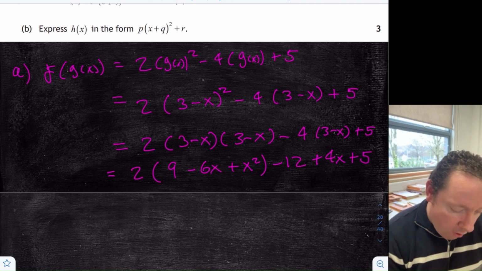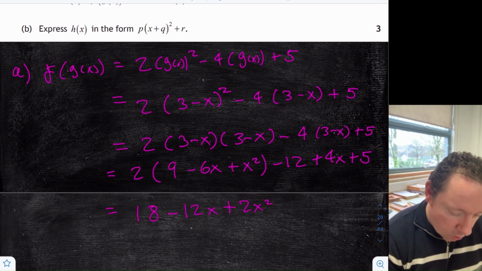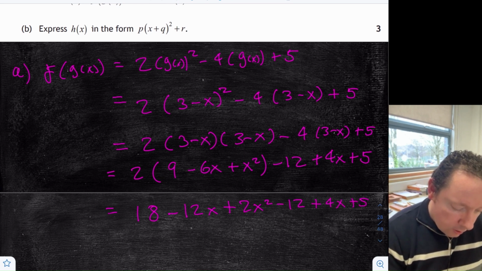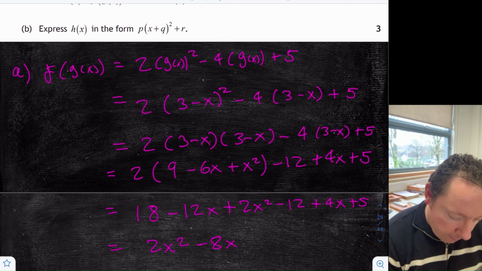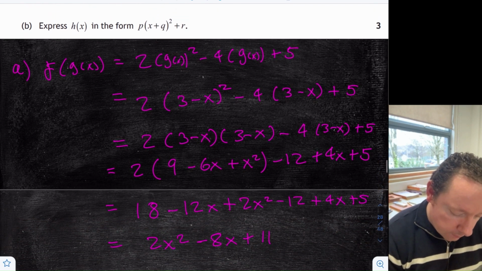So that gives me 18, 2 6's is 12x, plus 2x squared, minus 12 plus 4x plus 5. So that equals, we've got 2x squared, and then the x terms, minus 12x plus 4x is minus 8x, and then the number terms, 18 minus 12 is 6, plus 5 is 11. 2x squared minus 8x plus 11, yep, done.